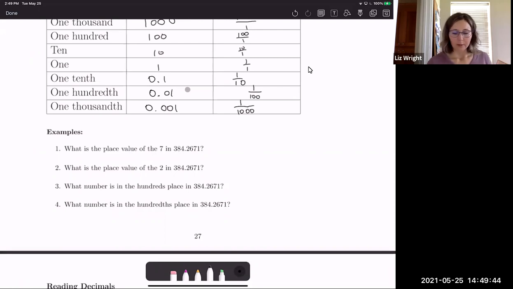So what is the place value of the 7? If you're not sure, you can always count out. You can go tenths, hundredths, thousandths.